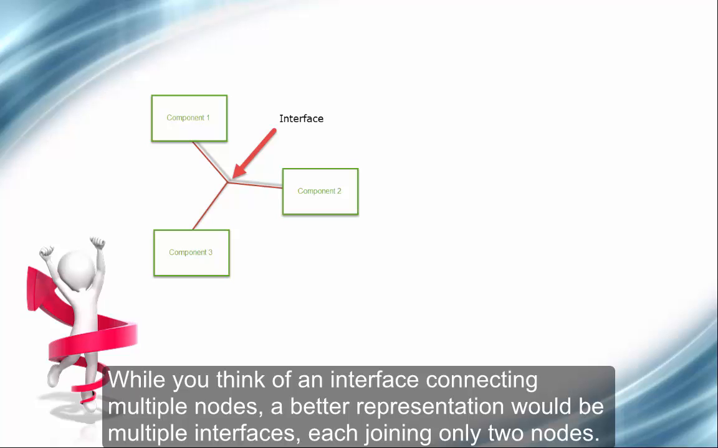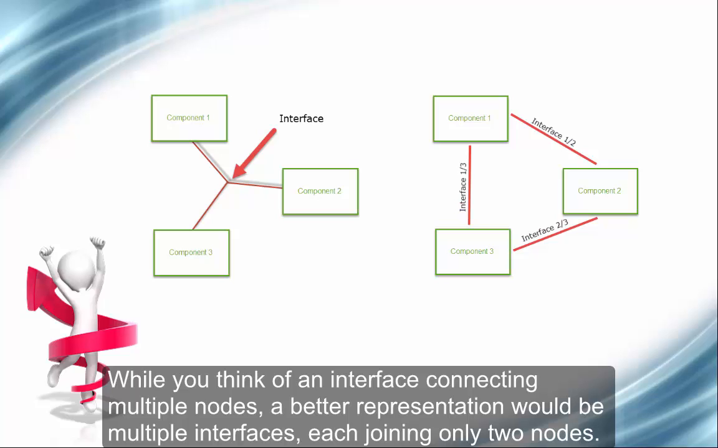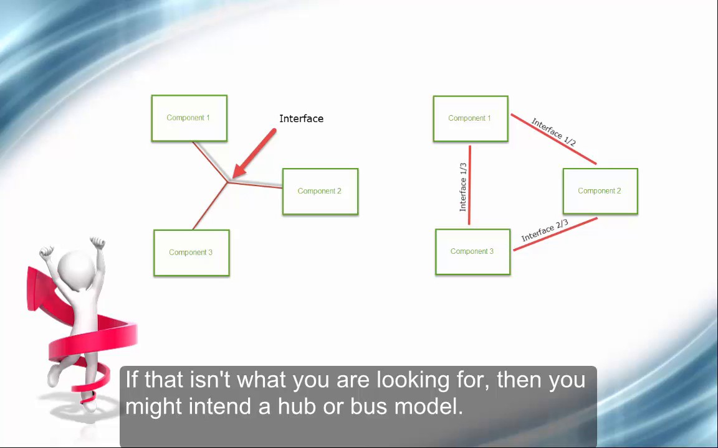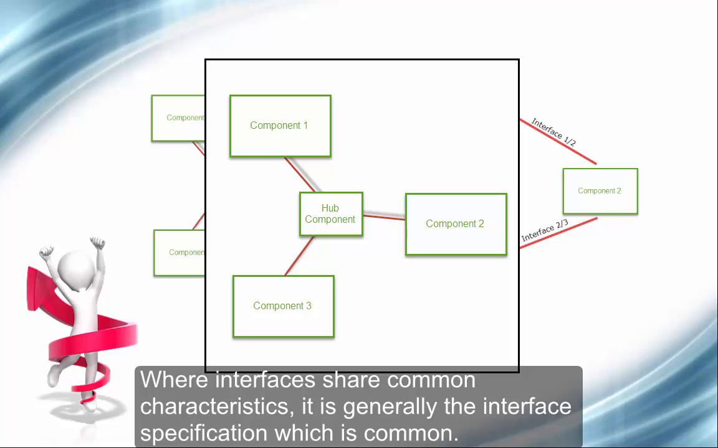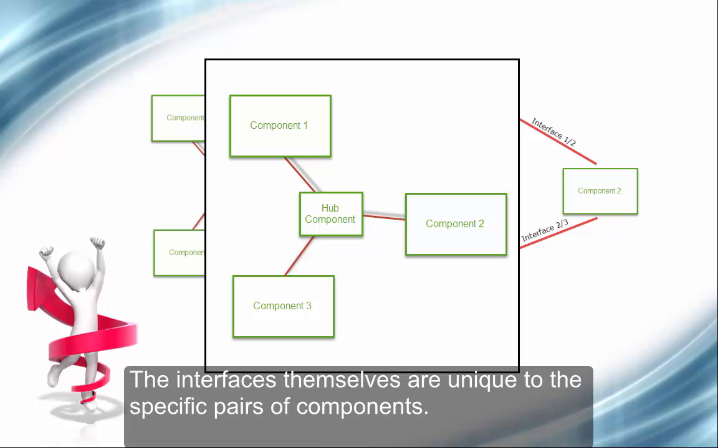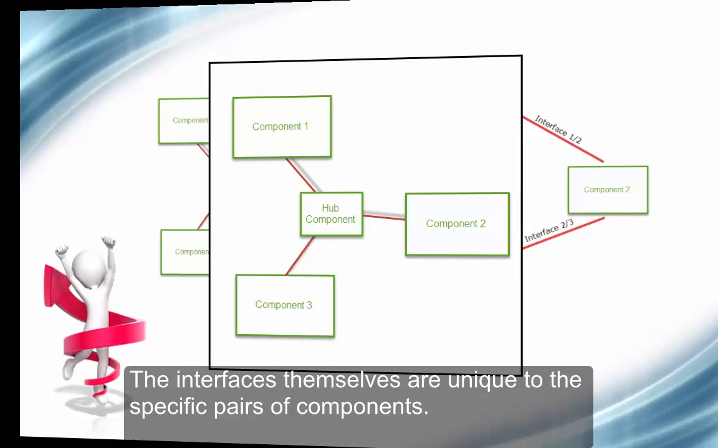The core schema limits an interface to join a maximum of two components. While you think of an interface connecting multiple nodes, a better representation would be multiple interfaces, each joining only two nodes. If this isn't what you are looking for, then you might intend a hub or bus model. In a hub or bus model, the hub or bus itself is in reality a component, with connections between the hub and other components. Where interfaces share common characteristics, it is generally the interface specification which is common. The interfaces themselves are unique to the specific pairs of components.